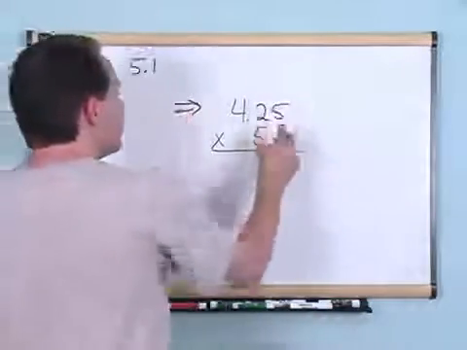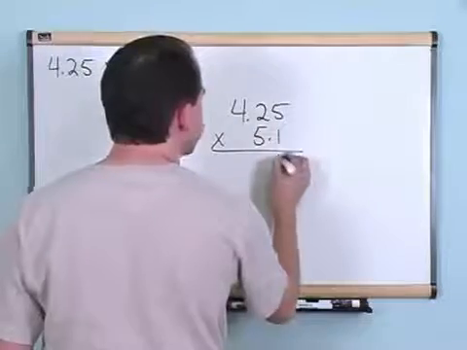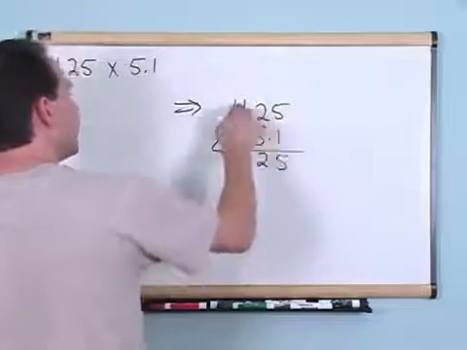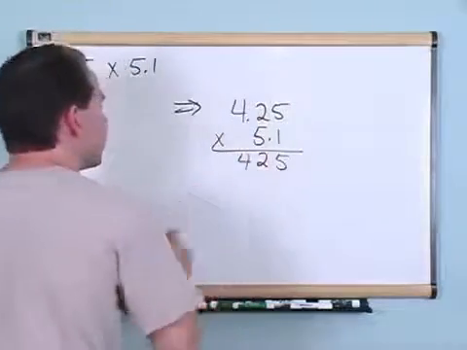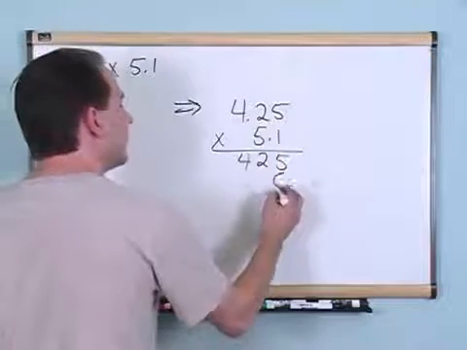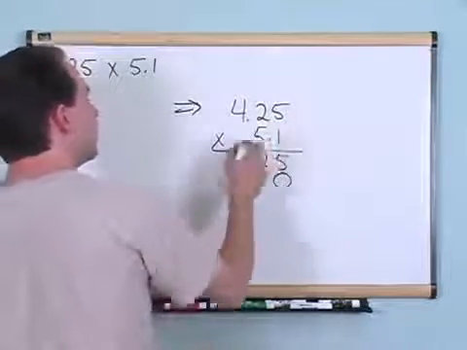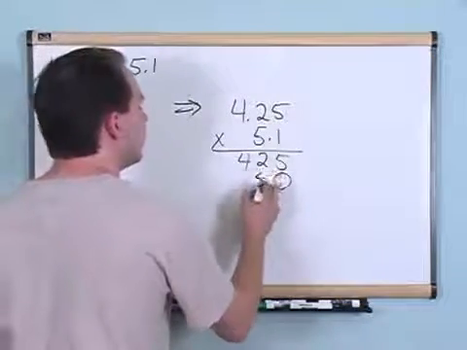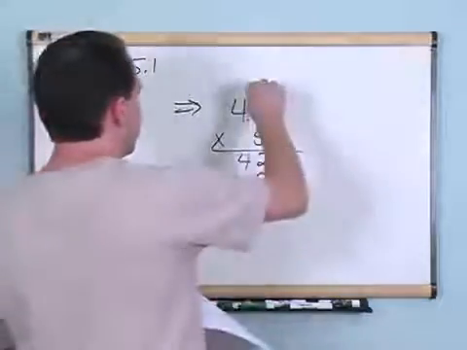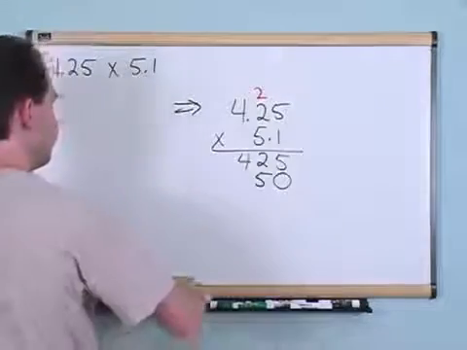1 times 5 is going to be 5. 1 times 2 is going to be 2. 1 times 4 is going to give me 4. So far not too bad. Let's move to the other column. And because I'm going to do that, I'm going to put a 0 here. 5 times 5 is 25. So 25 is too big to write down, so I'm just going to put a 5, and I'm going to carry my 2 up to the top of the other column.